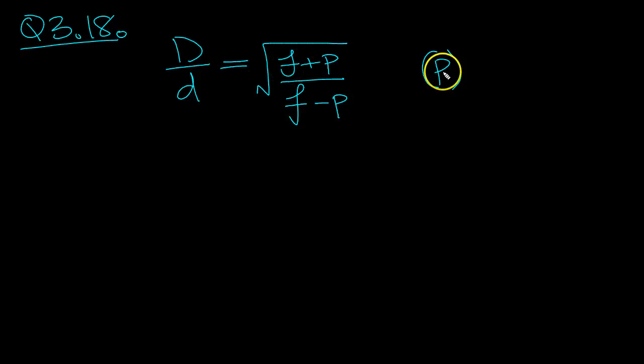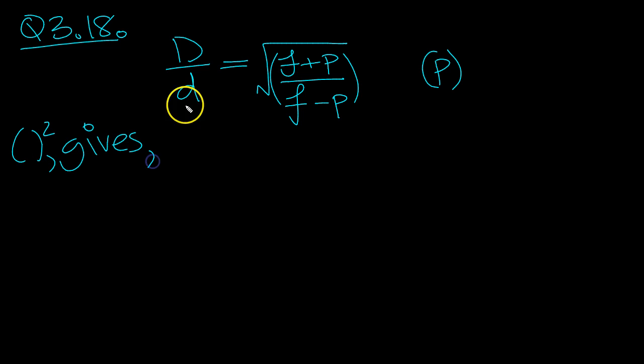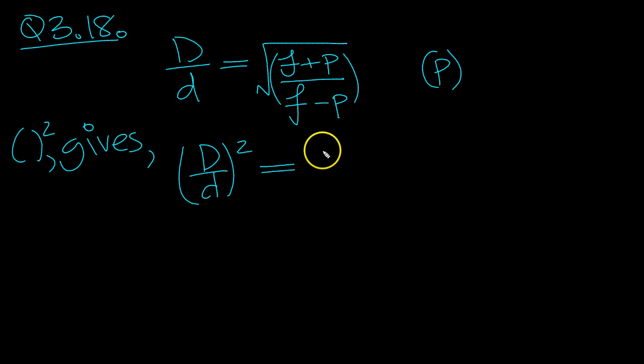So we want to rearrange this for p. It's inside here, so get rid of this square root. To undo a square root, we square both sides. Squaring both sides then gives this side squared, capital D over lowercase d, all squared. Square a square root and you just get f plus p over f minus p.